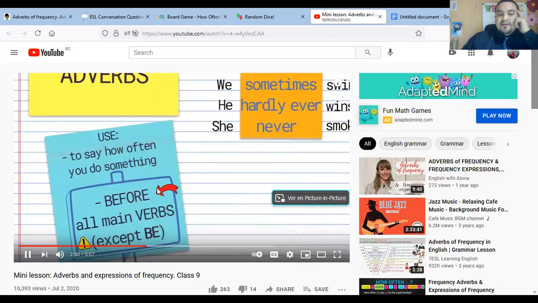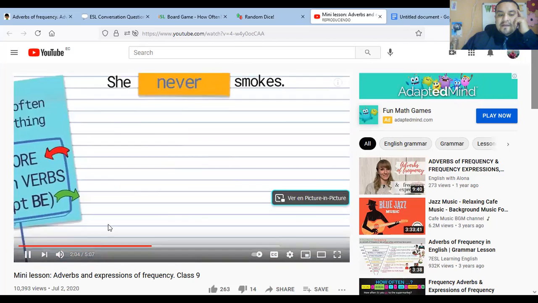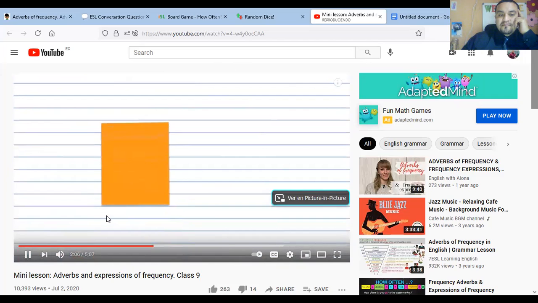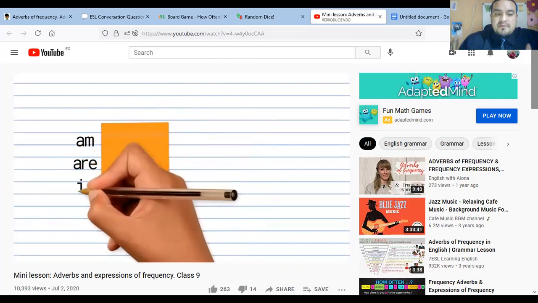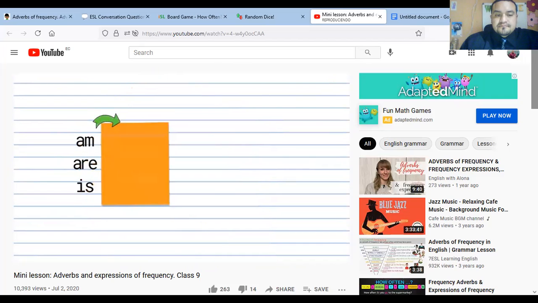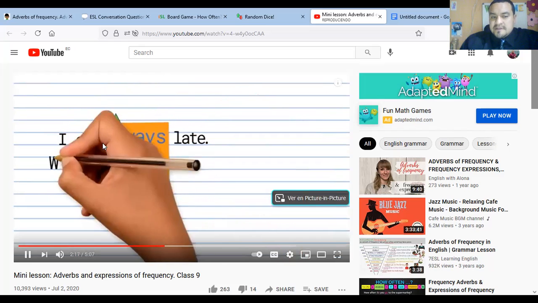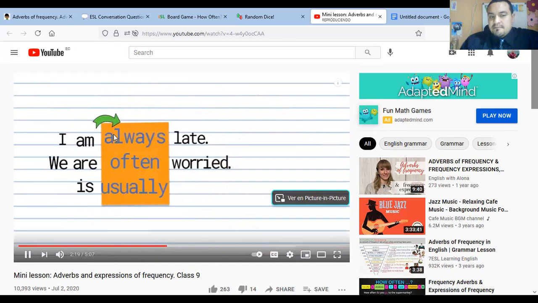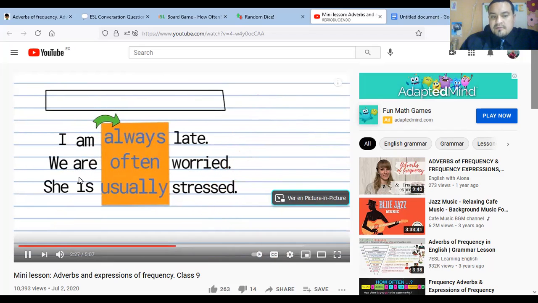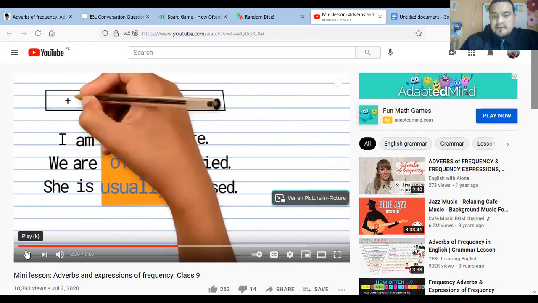And like I said, there's an exception: the verb to be. Pay attention to this. This is something very important. I am always late. Do you see? The verb to be is before the adverbs. She is usually stressed. We are often worried.